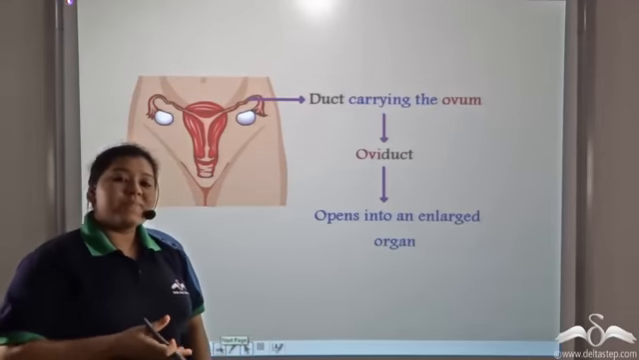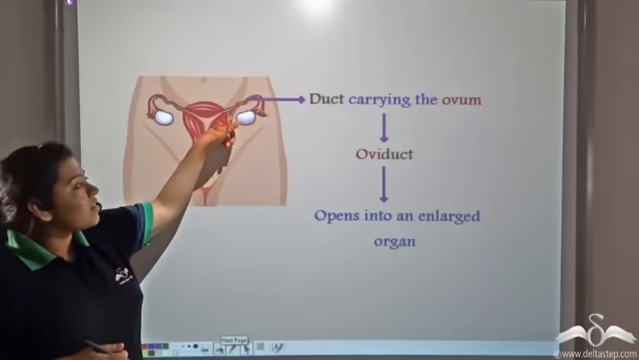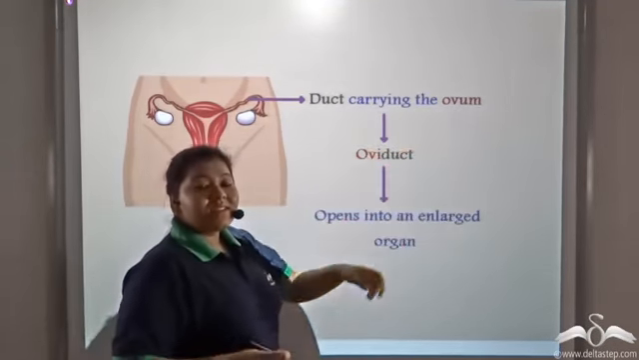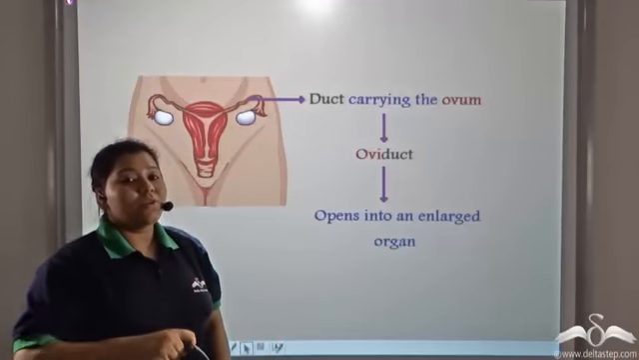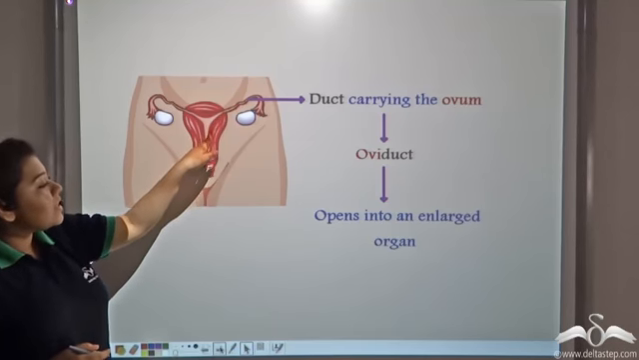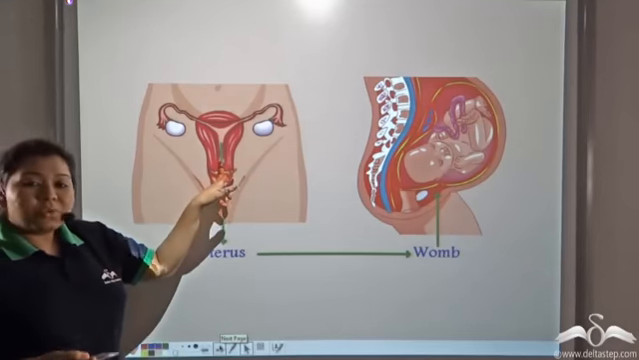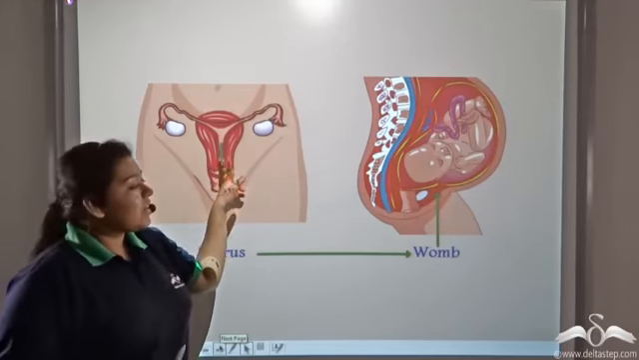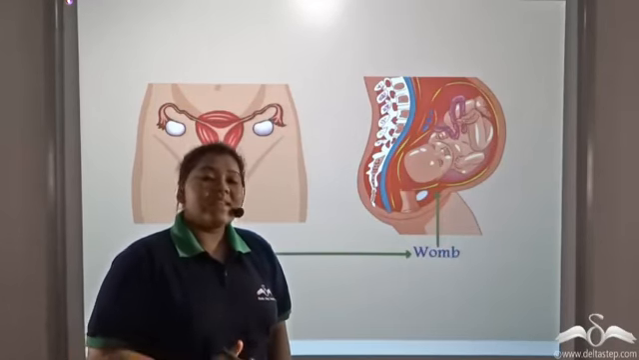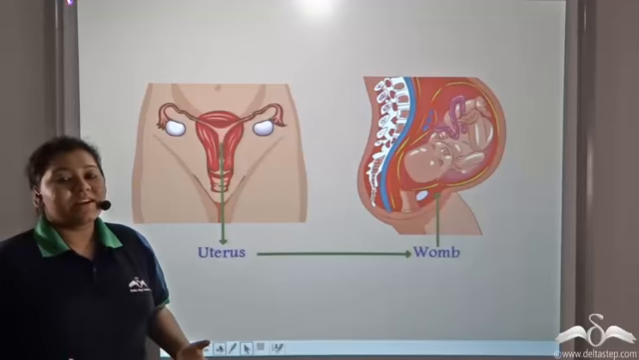Now, after the ovum has been taken up by these finger-like fimbriae, the ovum travels through this duct known as the oviduct, where ovi comes from the word ovum, and duct is the pipe-like structure that carries the ovum. And finally, after the oviduct, the ovum opens into an enlarged organ which is known as the uterus. Uterus is also commonly known as a womb, and it is here that a fetus is developed. Since a fetus develops in the uterus, it is enlarged.